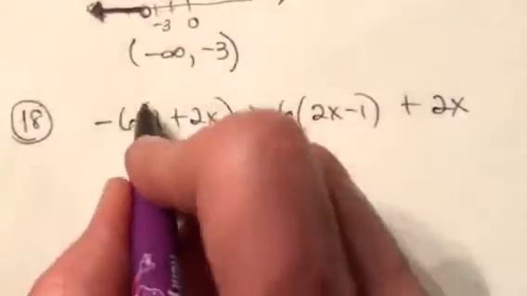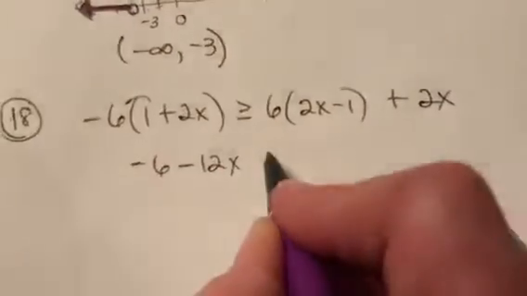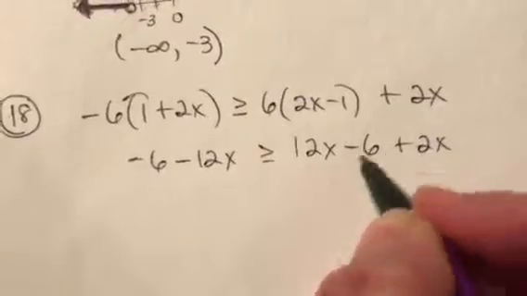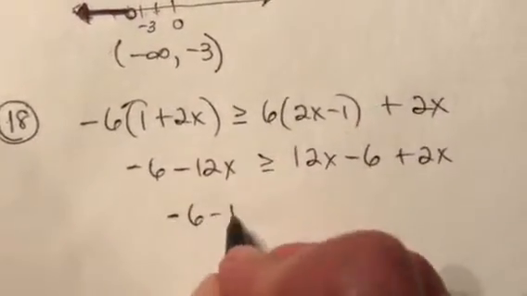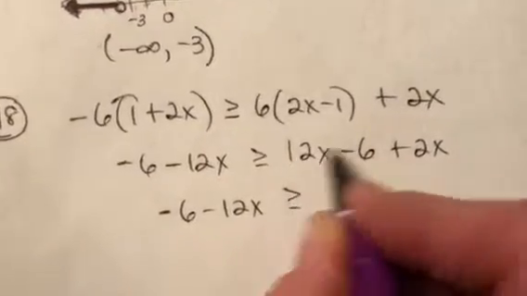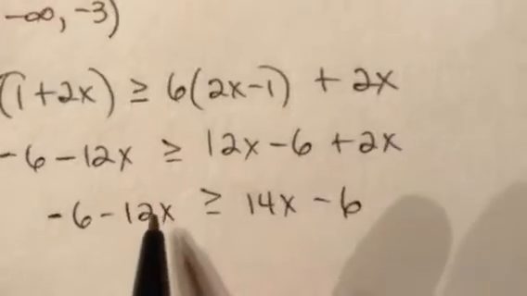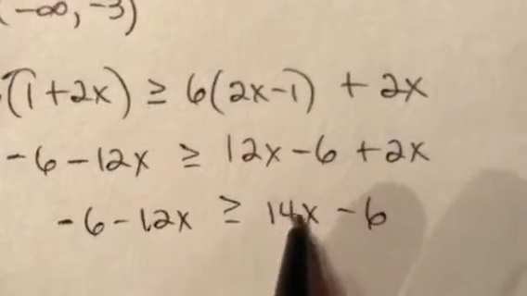18 was a little bit more involved, so I'm going to get negative 6 minus 12x. Just distribute your negative 6 in there. That's going to give me 12x minus 6 plus 2x. I really hate to do another step, but I will. 12x and 2x is 14x minus 6. I usually like to keep everything positive, but it doesn't matter. You can move this over here or that over there.